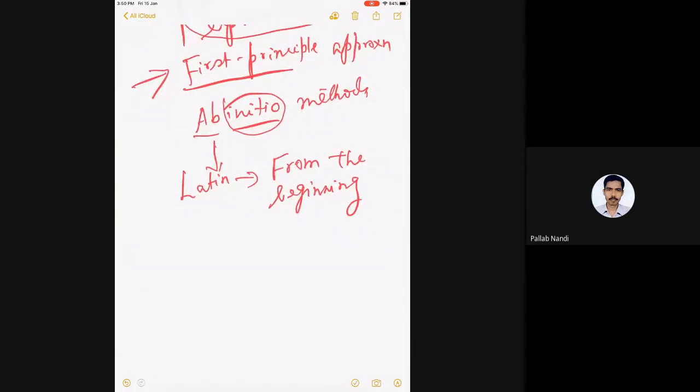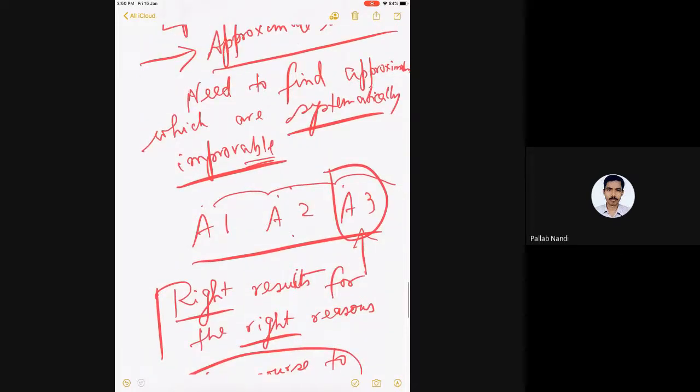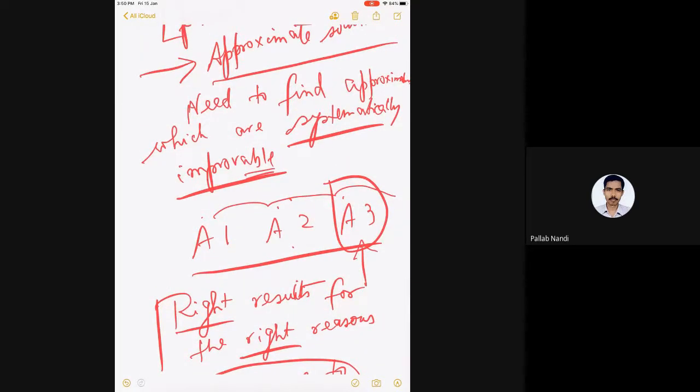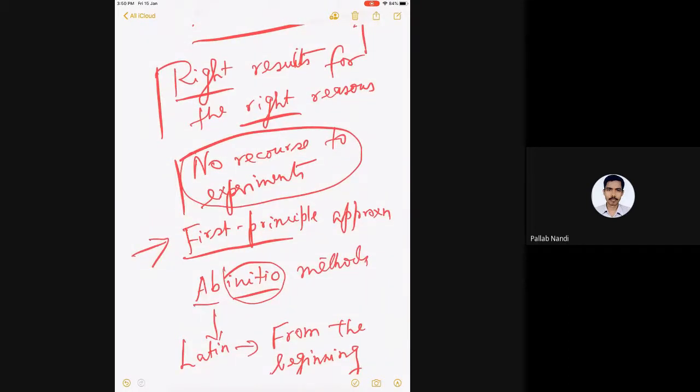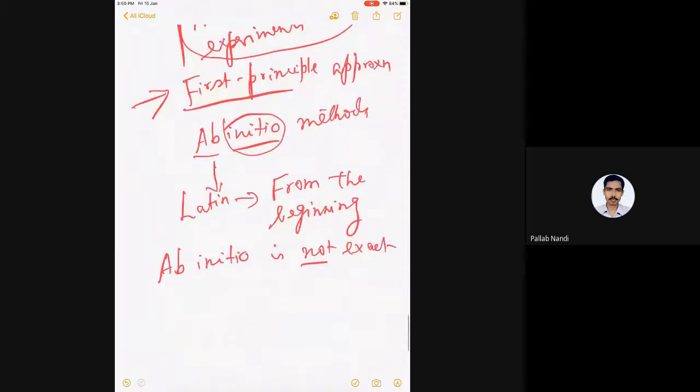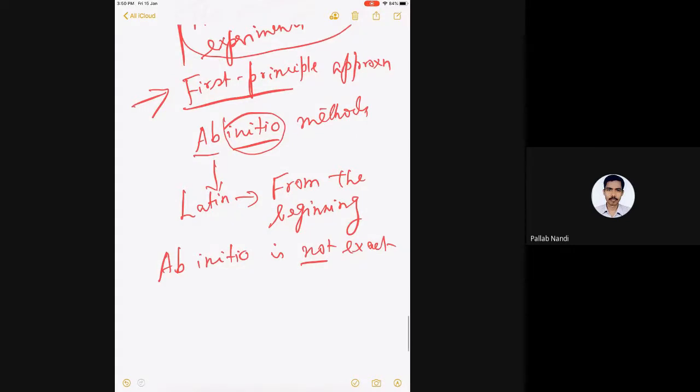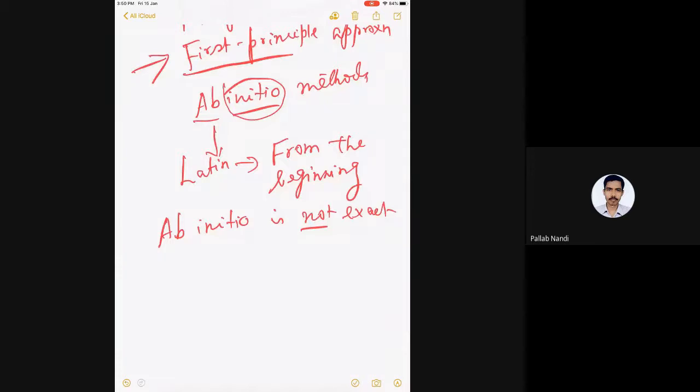Before I move over, and that will be in the next class, I must mention that ab initio is not exact. I think that's now very clear, because no exact solution is possible. We are only finding approximations which are systematically improvable, but without taking experiments. Since they're systematically improvable, whatever right results I can get, I can justify that you have got them for the right reasons. Many people feel that ab initio means exact. So please understand, ab initio is not exact.